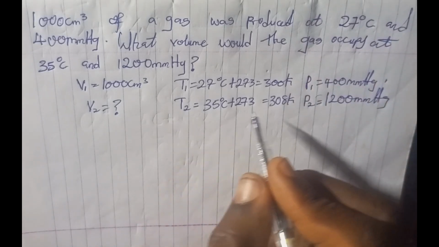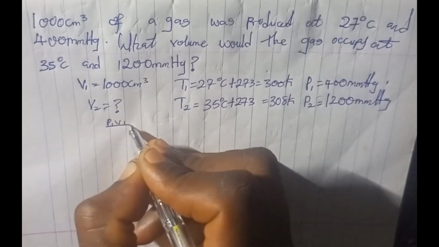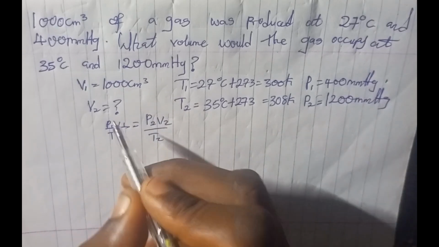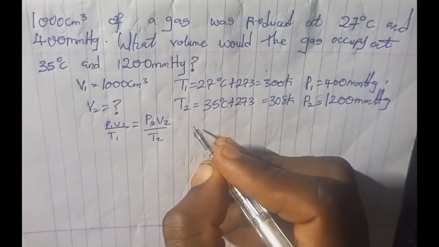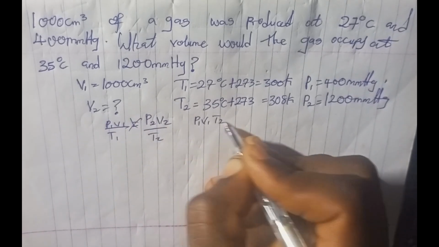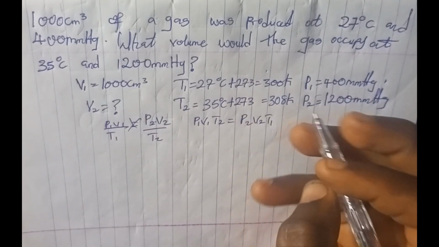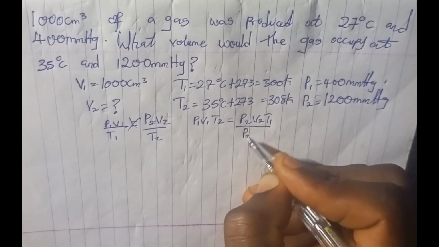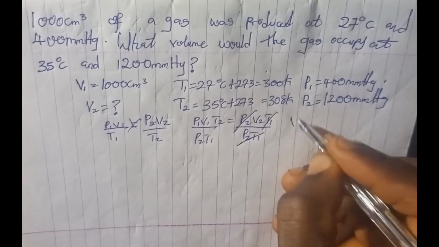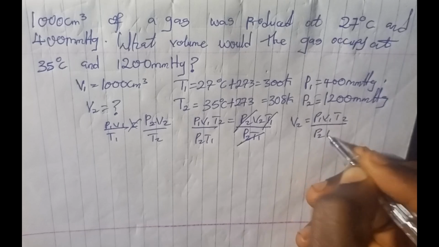So if you watch, this question is actually coming from the general gas equation, which says that P1 V1 all over T1 is equal to P2 V2 all over T2. So we are looking for V2. If you make V2 subject of formula, that's if you cross multiply, this will give us P1 V1 T2 is equal to P2 V2 T1. So what are we even looking for? We are looking for V2. So we have to divide both sides by P2 T1 over P2 T1. Cancel, cancel, cancel. So I have that V2 is now P1 V1 T2 all over P2 T1.